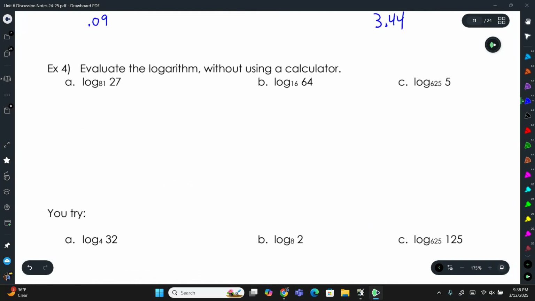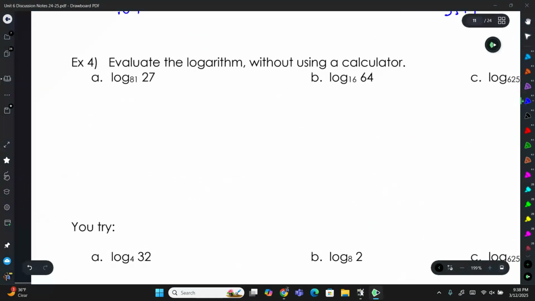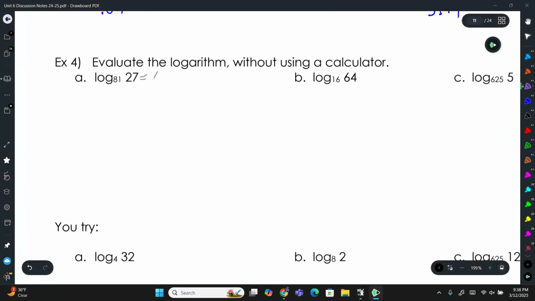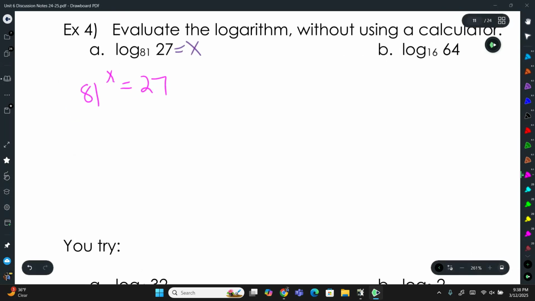All right, so the last example, and then I'm going to have you try some. We're going to go back to evaluating without a calculator. Now, it's going to be the same process as the previous page, so we'll do 81 to the x power equals 27. Now, you may look at that and say, well, 27 raised to no power is going to give us 81. Well, what if we changed both of these? What if we change 81 and 27? What if we change them to both have a base of 3?